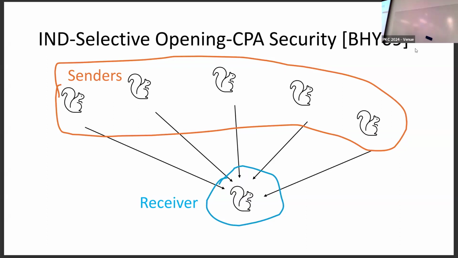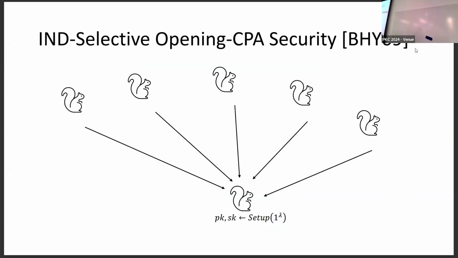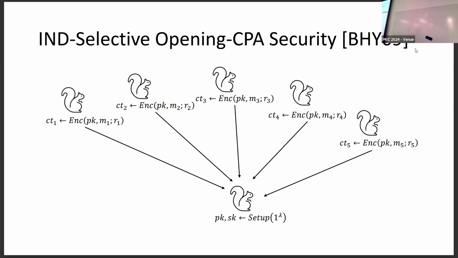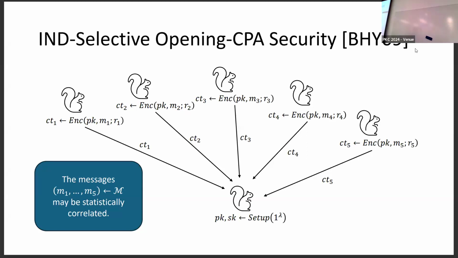Let's go a bit more into details on selective opening security. We have multiple senders and one receiver. The receiver generates a public key and secret key. The senders all get the public key. They all have messages which may be correlated, and they use independent encryption randomness. They all encrypt their messages with the same public key, and we receive our ciphertexts. The messages from the senders may all be jointly distributed, so they may be correlated in some way.